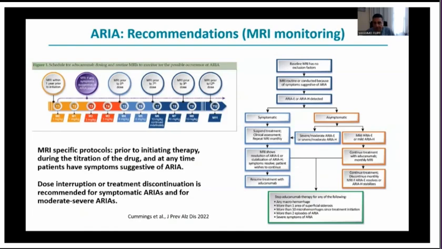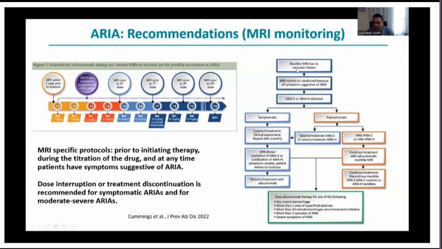So let's say that we have data that reassure us, and we start to treat our patient with any immunotherapy for Alzheimer's disease. There has been scheduled MR scanning in order to be ready to detect any ARIA that might evolve. So there have been proposals for having serial MR scanning, and this is the algorithm that we should follow in clinical practice.